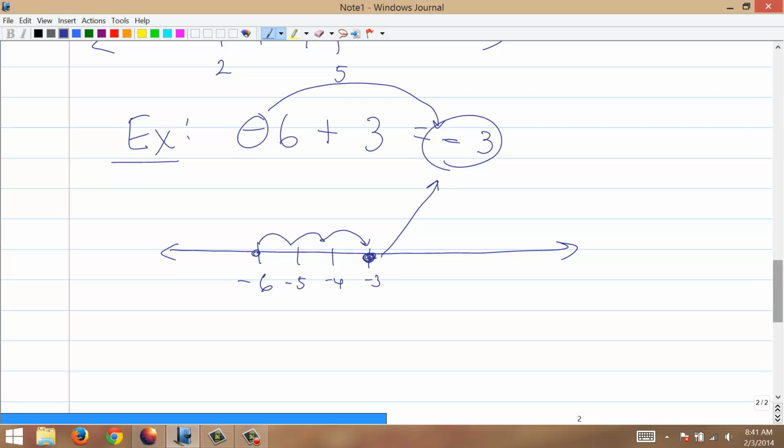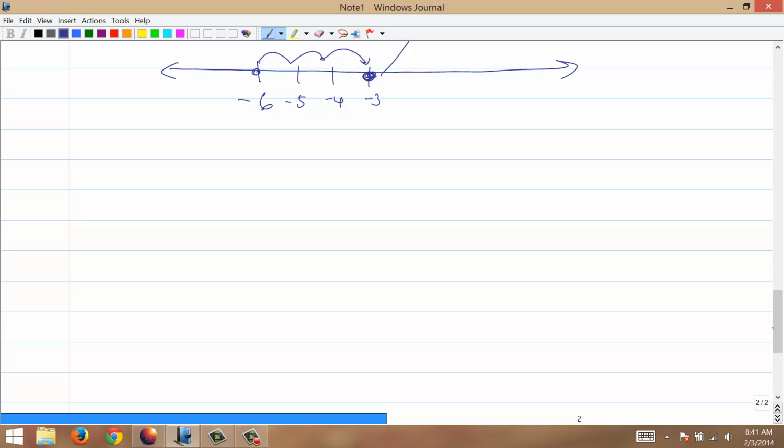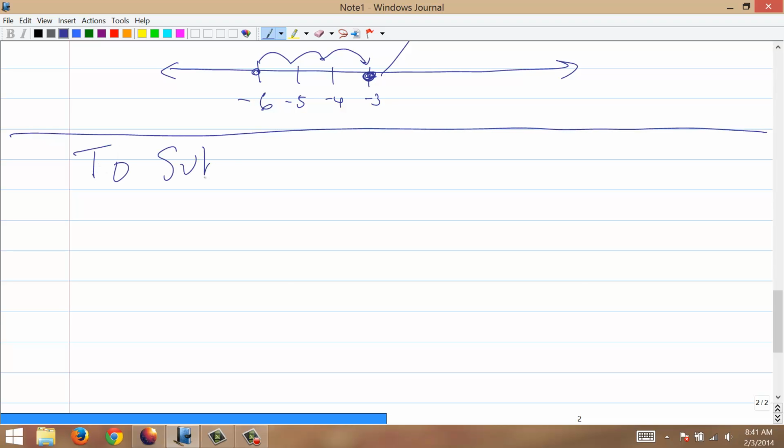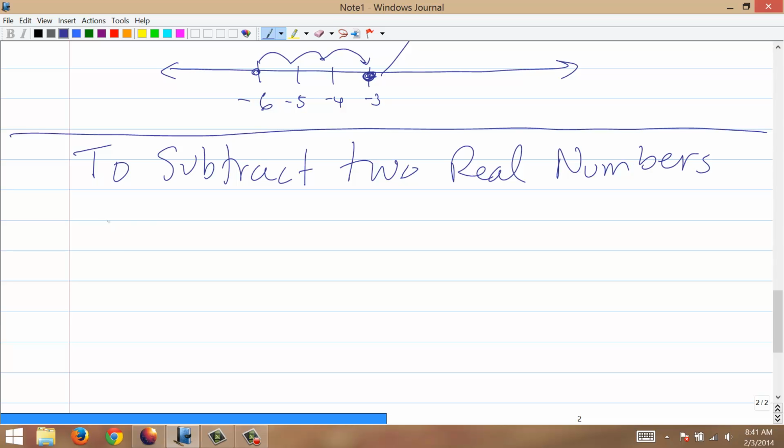So to subtract two real numbers, for example, if I have something like 5 minus 6, say, the key to subtraction is we actually want to turn this problem into an addition problem and use all of our rules that we just learned about addition. So how do I change to an addition?